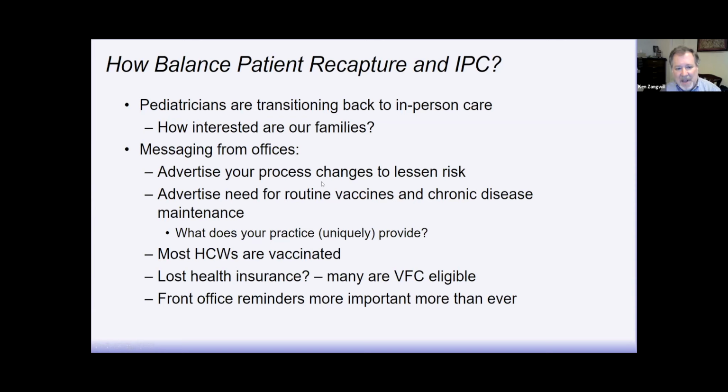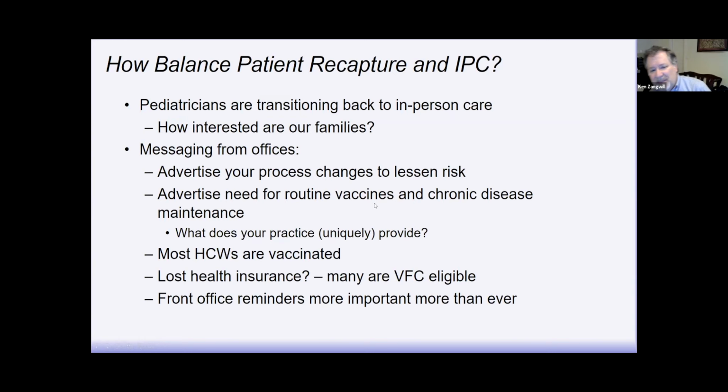So I think advertising your process changes to lessen your risk, to mitigate the risk to patients and staff, of course, but to patients I'm talking about, might go a long way to helping parents get back into the office. We have information from schools that they're afraid to go back, and I'll talk about schools a little bit for a variety of reasons. Why would that be much different from going into an office when, again, it's a potentially crowded situation?